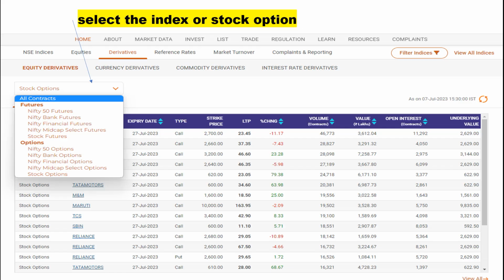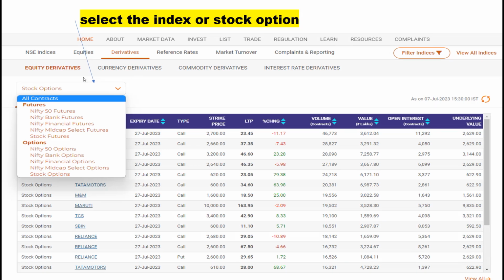In the option chain, we have the option to select the desired underlying of our choice. It can be any stock or index. This is the picture from the option chain analysis, that is, from the NSE website. Here we have the option to select stock options or the index options. Under derivatives, we have an option called select options. All contracts will be displayed below that.